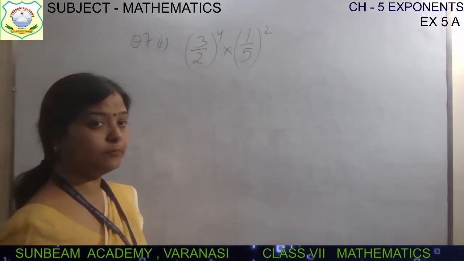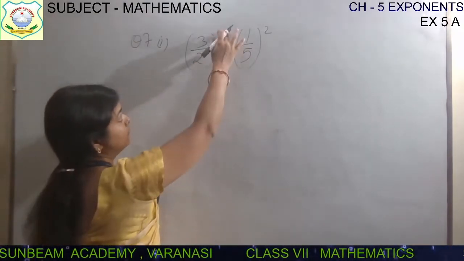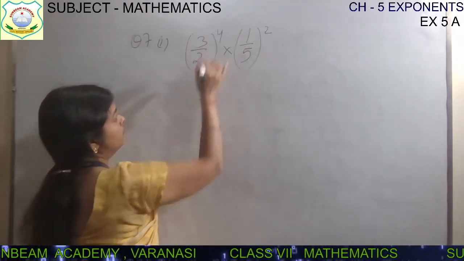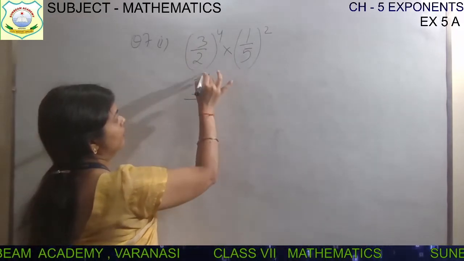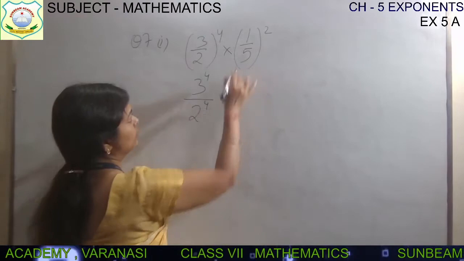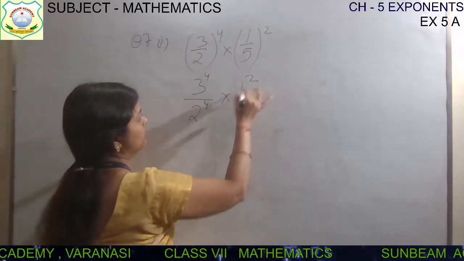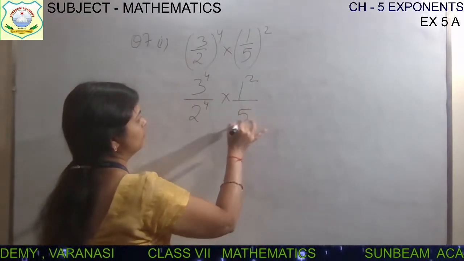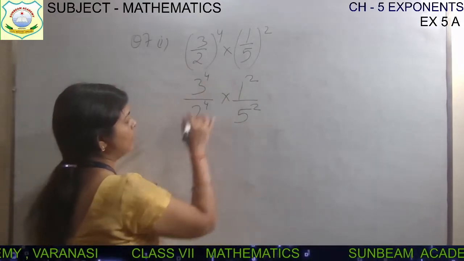So this is (3 by 2) whole to the power 4. It means what? 3 to the power 4 upon 2 to the power 4 into 1 का square, 1 to the power 2 and 5 to the power 2. You know that 3 to the power 4 is what?